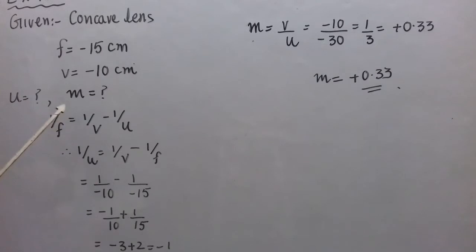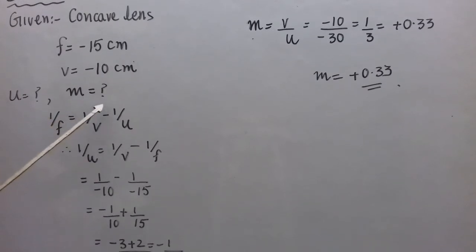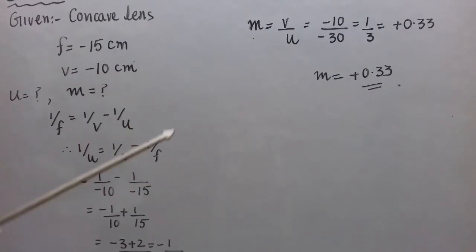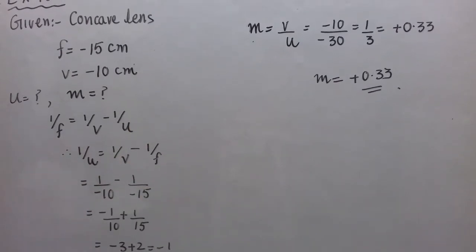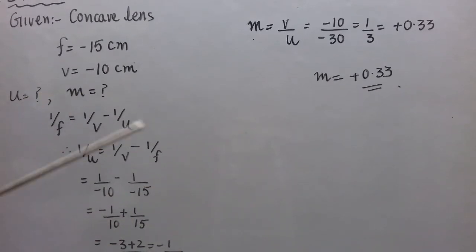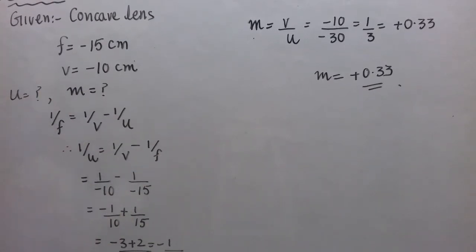But if they would have asked to find the nature of image, then we would have written here that as m is positive, image is virtual and erect. But no need here because they haven't asked us. Hope this is clear.